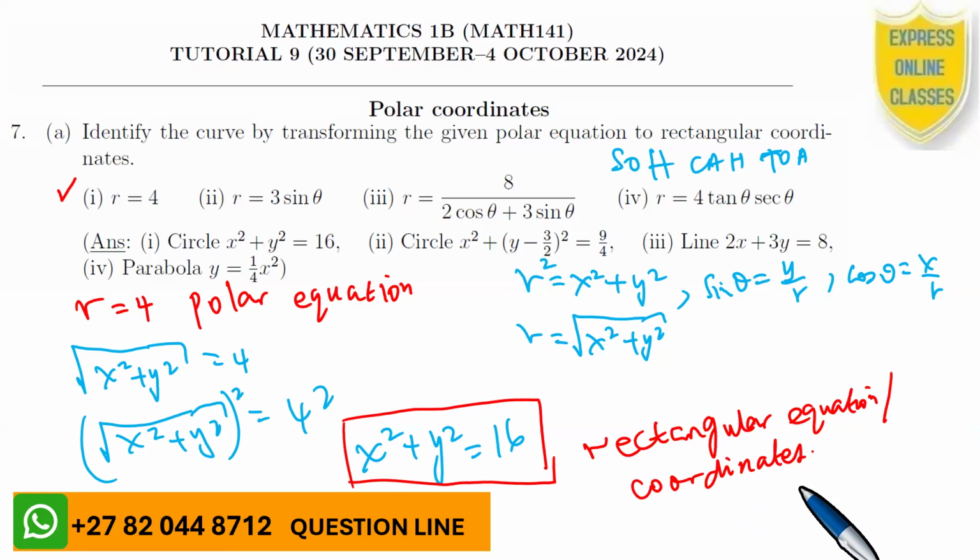Sorry. Yes, please. So every time you have to use this method? Yes, most definitely. Every time we need to use this method. There are basically 3 popular equations we use. We use r squared equals x squared plus y squared. Sine theta is y over r. Cosine theta is x over r. And we also use tan theta is y over x.